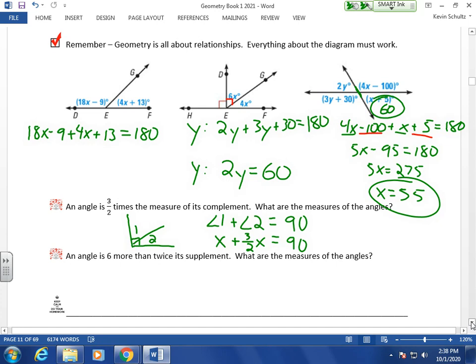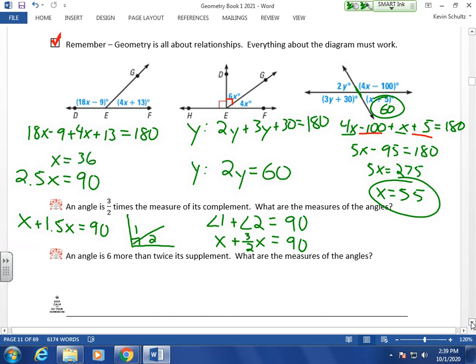Now, it might be easier to convert that 3/2 to a decimal. What is that in decimal form? Grayson? 1.5. So I'm going to write it over here. So 1 whole x plus 1.5 of x equals 90. In total, how many x's do we have represented there? 2.5. So 2.5x equals 90. What do we get as a value for x? Would it be 36? 36.